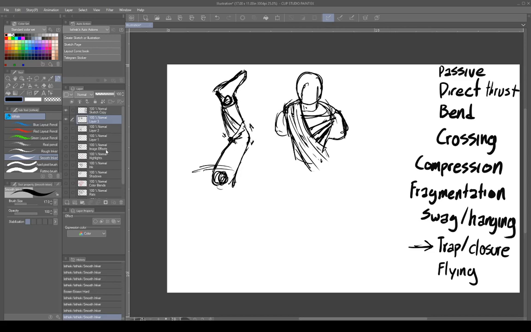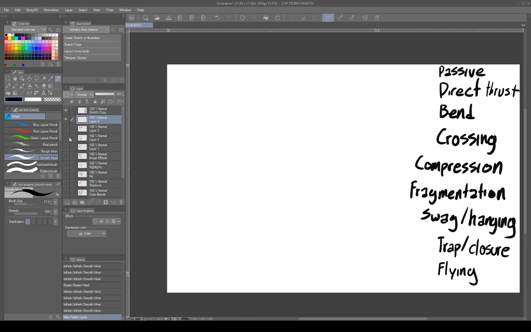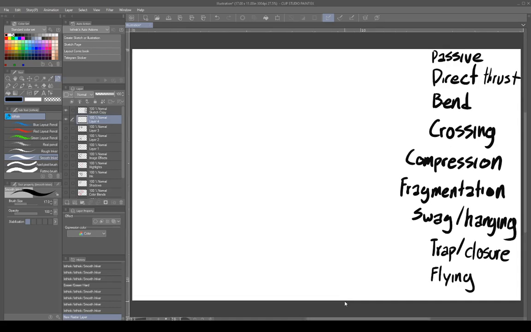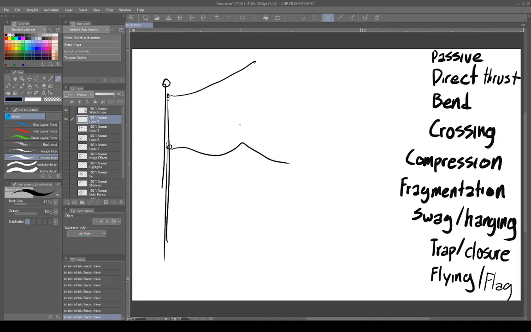Alright, and then the last kind of way of thinking about wrinkles is that they might be attached to one thing. They might have a single anchor point, and they're just kind of flowing out from it. So I like to think of these flying wrinkles as flag wrinkles. So if we've got a flagpole right here, and we've just kind of got a banner hanging up, right?